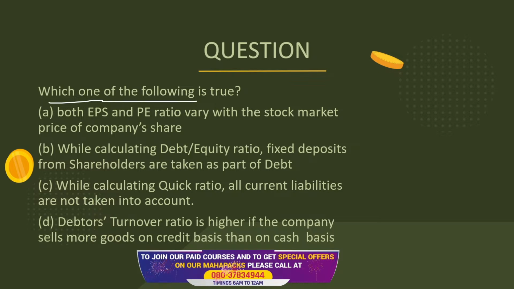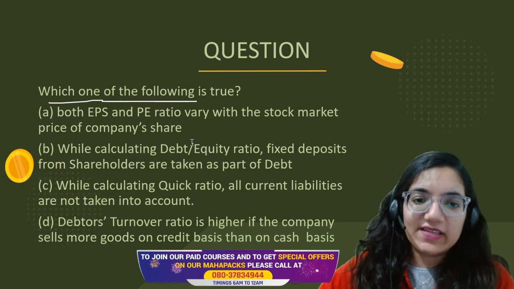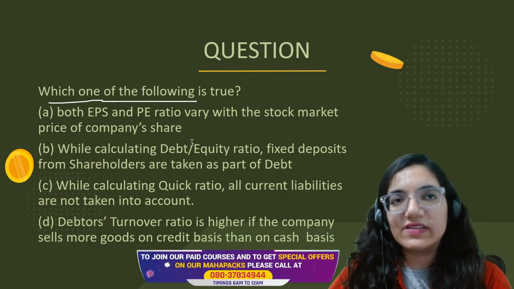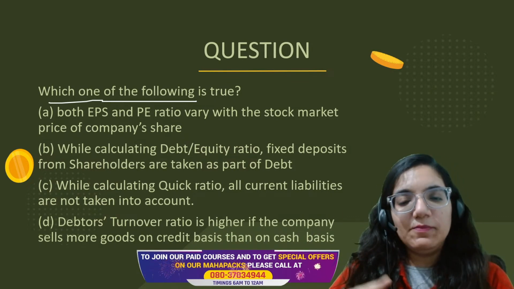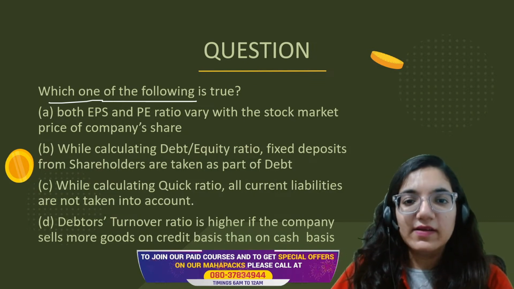So what would be the answer in this case, everyone? Let's look at it. Both EPS and PE ratio vary with the stock market? They are based upon market price, they are called market test ratios. But EPS is not based upon the market. PE ratio is based upon the market.